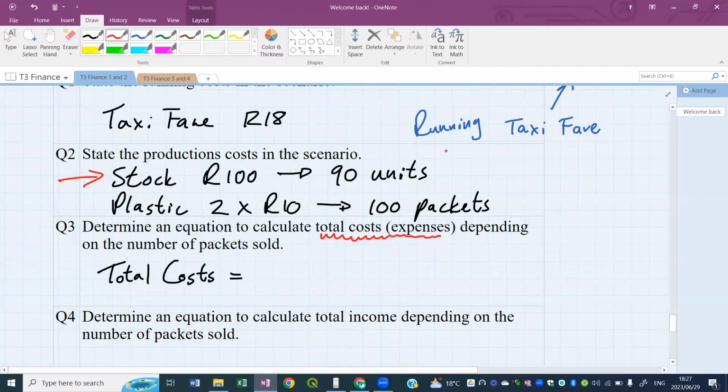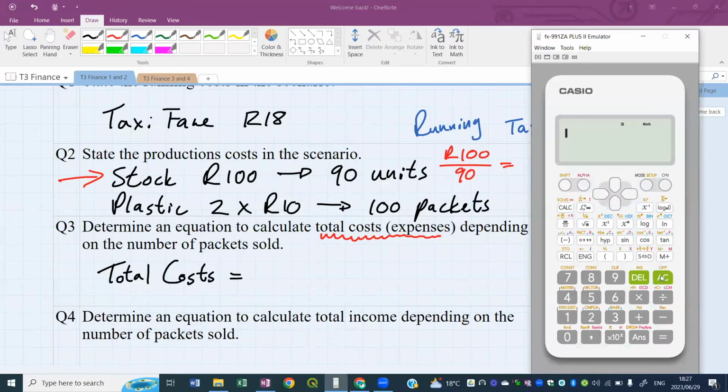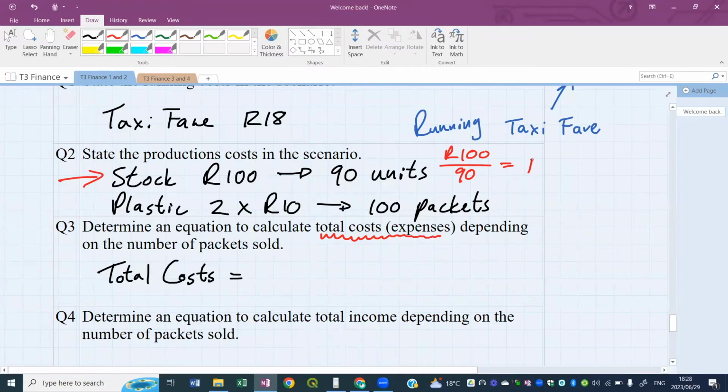Emmanuel, take the cost there, which is 100, and divide it by how many you are trying to get. Good stuff, Emmanuel. You can reach for your calculator if you don't have it. This is 100 divided by 90, and this gives us 1.11111. Very good. So this is 1 Rand 11 cents. I'm rounding off to 2 decimal places here.